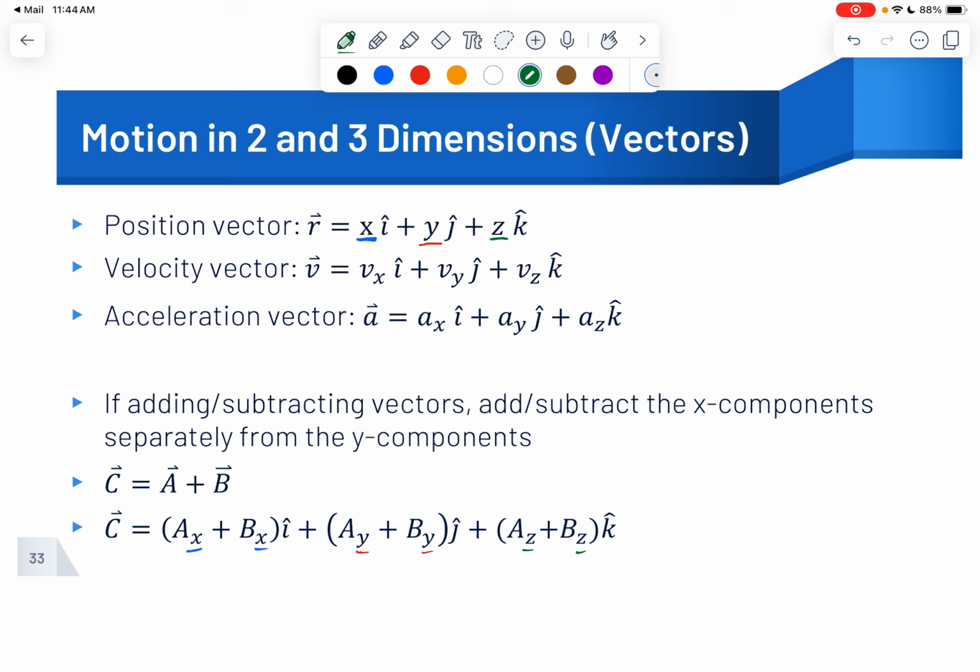And again, each of them is going to represent how far we travel in the x direction for the i hat, y direction, j hat, and lastly, z direction, k hat. If this was a subtraction sign instead of a plus sign, so instead we had vector A minus vector B, we would just do Ax minus Bx, i hat, and so on.